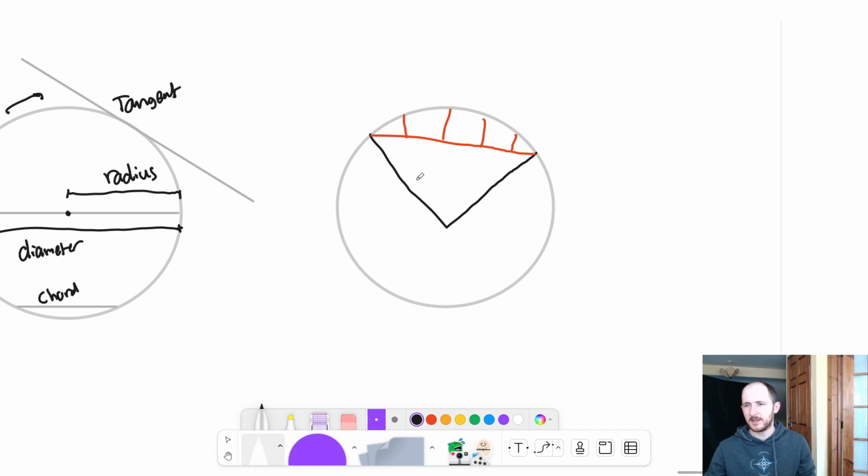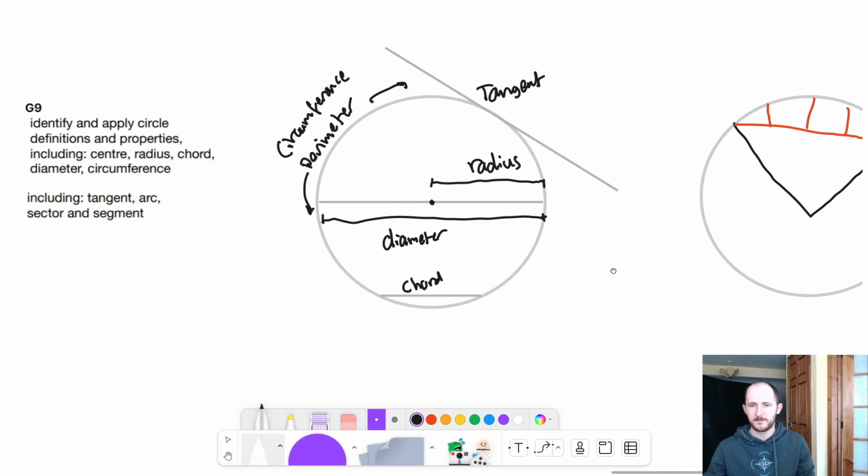And lastly, a segment is what you get when you draw a line joining 2 points of the sector, and it's the leftover kind of curved piece. I like to call it like a little orange slice. So it's just basically a chord and that area that's cut off from it.